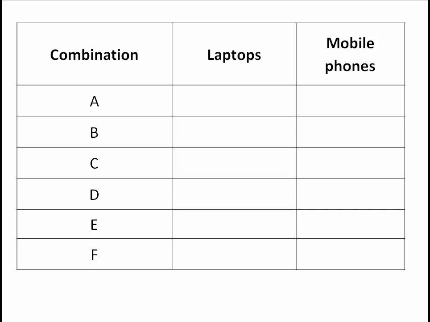Now we tell you, for Xanada, they have so many resources that they can produce 5,000 laptops. But if they produce 5,000 laptops, they have nothing left to produce mobile phones. So this is one combination. If they produce 5,000 laptops, they can't produce any mobile phones. Or they can produce a bit less. They can produce 4,000 laptops. Then they have enough resources left to produce 10,000 phones.